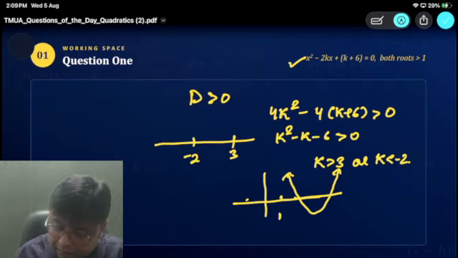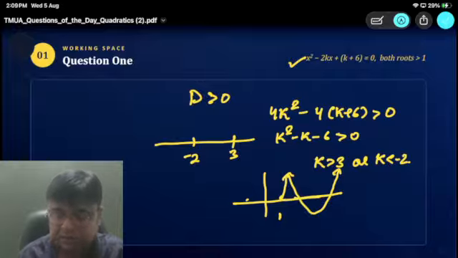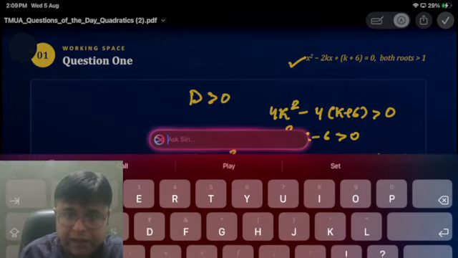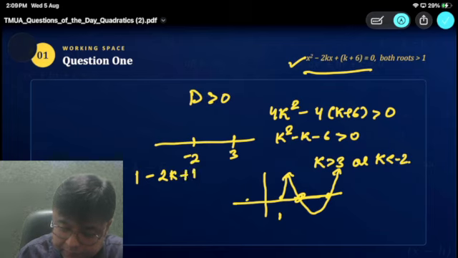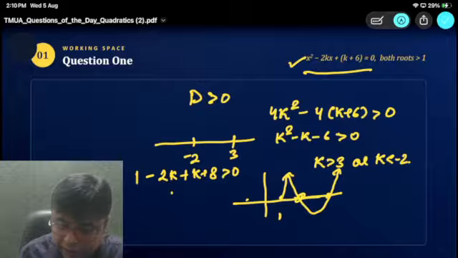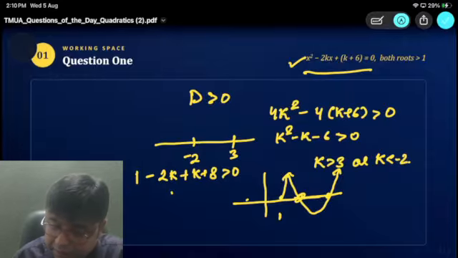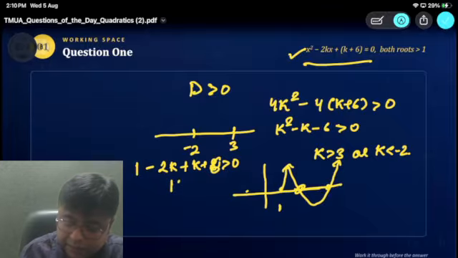So what I'm going to get is that at 1, the value of the function has to be positive, as we can see from the graph, because both roots are greater than 1. So at 1, the value of the function has to be greater than 0. Let's put x as 1 in this equation, so I'm going to get 1 minus 2k plus k plus 6 is greater than 0. Now this will give me k less than 7.